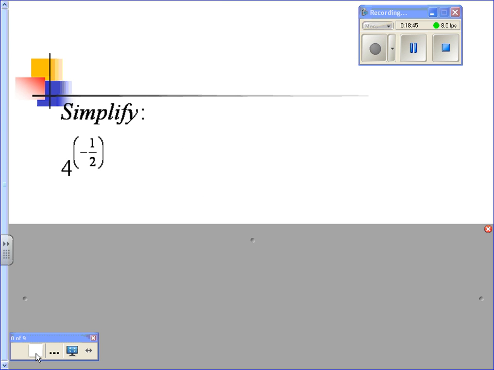Okay, so we actually want to simplify this. 4 to the negative 1/2. How do we get rid of negative exponents? Do you remember what we do? So 4 to the 1/2. Now our exponent is positive.